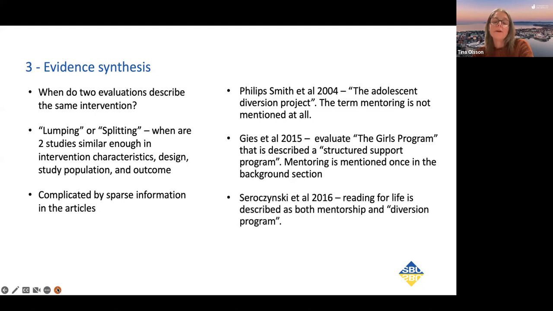And then another example is where authors described their intervention as both a mentorship program and a diversion program. So here, this just lifts the idea that as a reviewer and as a researcher, we're always faced with this idea of having to make a decision. And here, we didn't have this study included in our review, but the question can be raised: would we have included this and lumped this together with the other mentorship programs, which were very clearly in our review described as mentorship programs in the title, the abstract, and the text of the study?